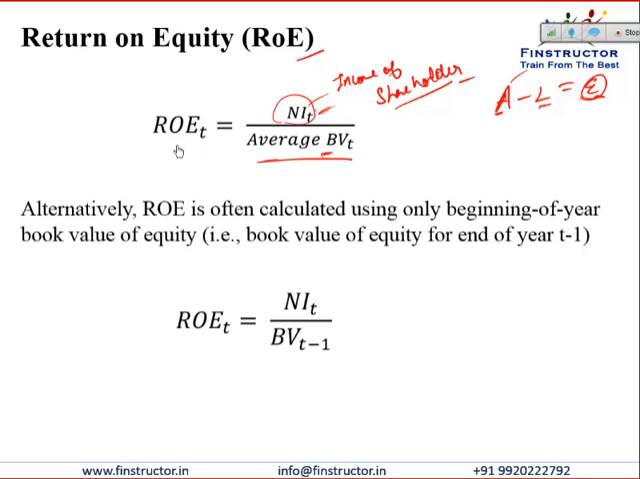So the ROE is calculated as the net income divided by the average book value. A lot of times the ROE is calculated as the net income divided by the beginning of year book value. Both methods are correct, both conventions are used. Just make sure that when you're comparing, if you're using the beginning book value for one company, use the beginning book value for the other company also. So net income upon the beginning book value, or net income upon the average book value, is the return on equity. Average simply means the beginning book value and the current book value divided by 2. So we'll do an example and understand this.